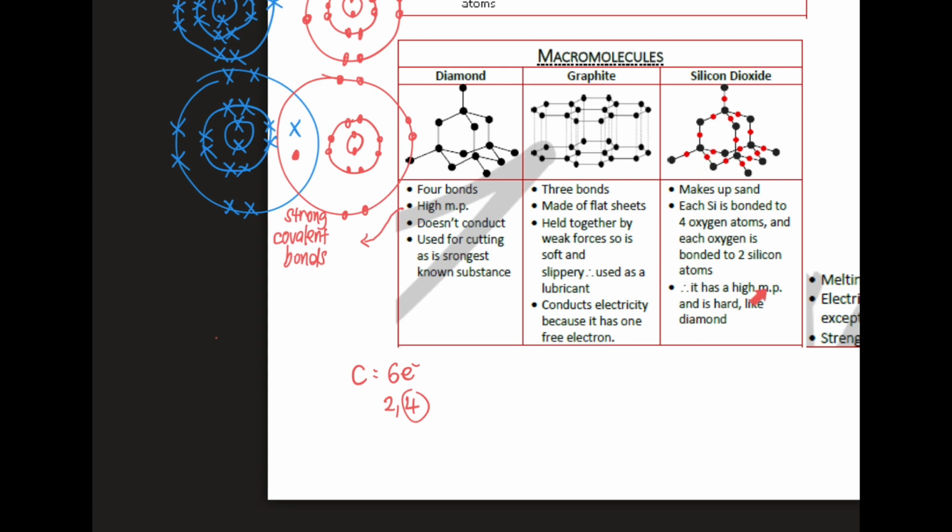It has a high melting point and is hard like diamond. You know, sand is hard, though not as hard as diamond. Diamond is the hardest. So the hardness is kind of similar.